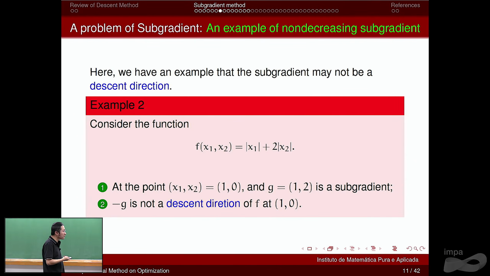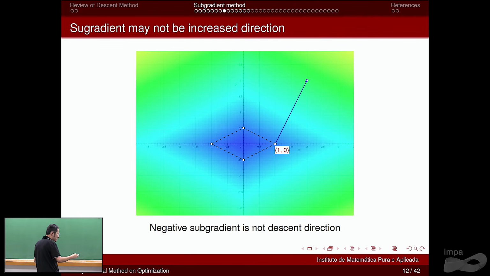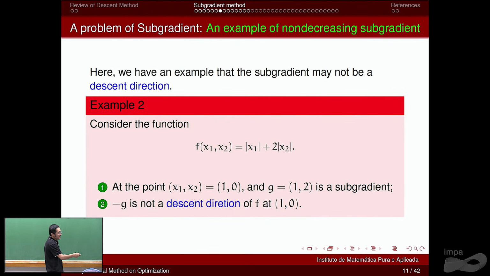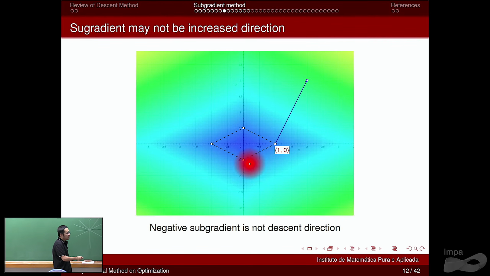prove it, okay? First, this is a graph to show that the negative subgradient of this function at point (1, 0), which is (minus 1, minus 2), is not a descent direction. In this graph, the blue region is where the function value is less, and the green region is where the function value is larger, okay? And we can see (1, 0) is here. This direction upwards is the subgradient (1, 2), okay?